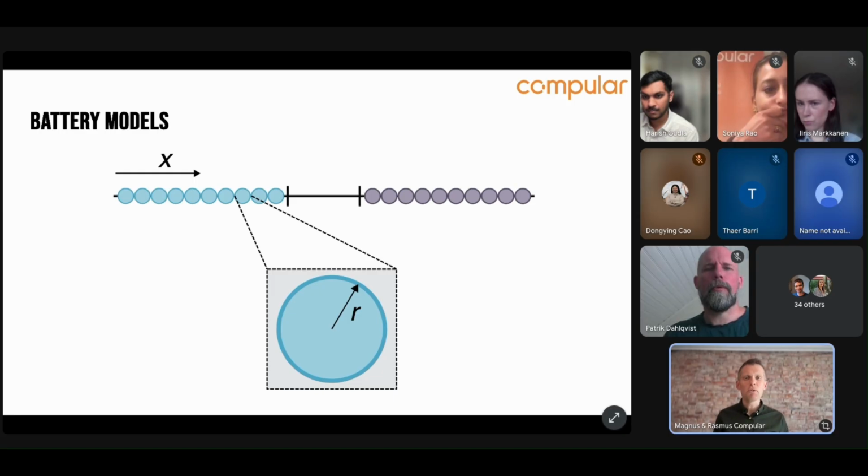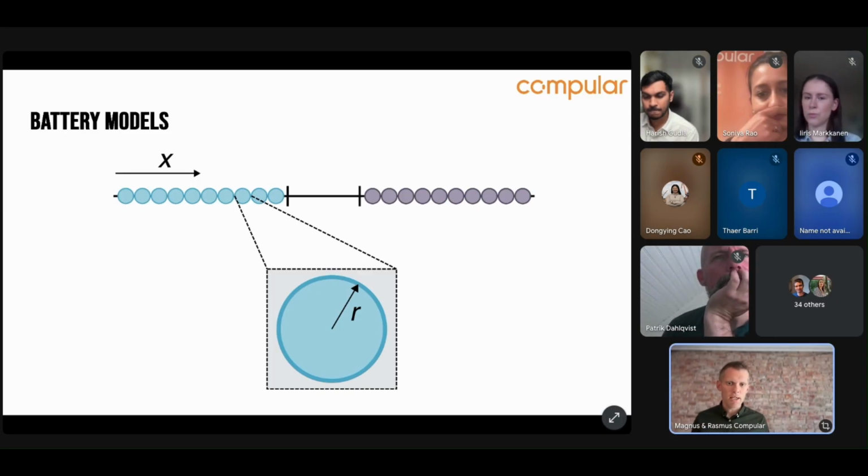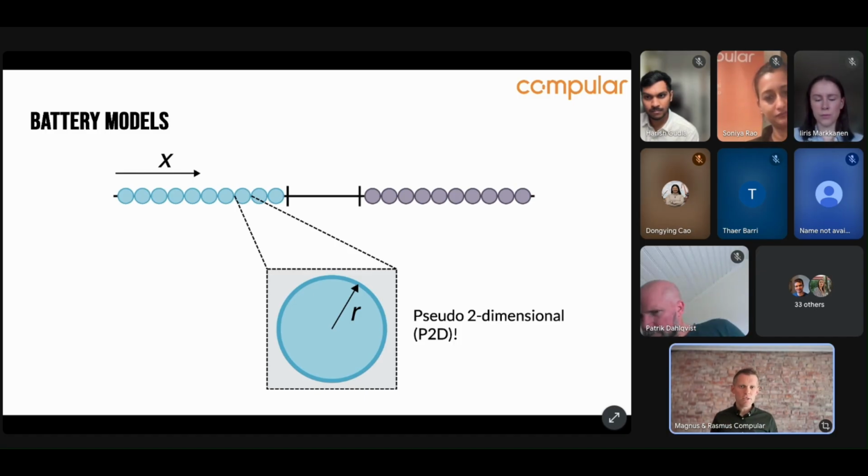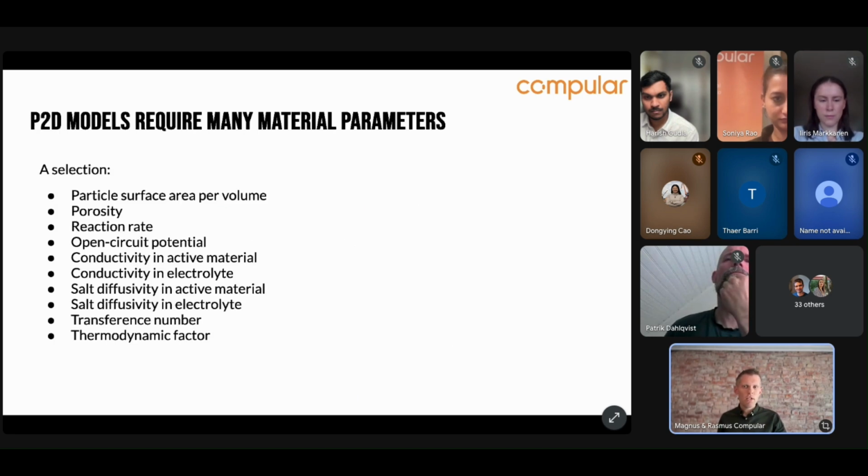You still need to take into account that you have these particles with active material, and the way to incorporate that into the model is that you can approximate these as spherical particles, and so that gives you the second dimension. So you have x and you have r, so that's kind of pseudo 2-dimensional. This is usually called the P2D model or the Doyle-Fuller-Newman model, and that is something that we will bring up a lot today.